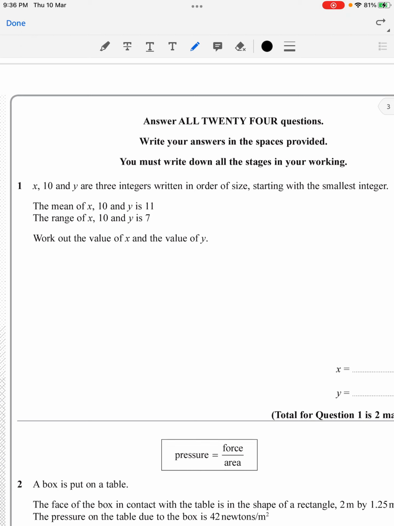So x, 10, and y are three integers written in order of size, starting with the smallest integer, and the mean of x, 10, and y is 11. The range of x, 10, and y is 7. Work out the value of x and y.